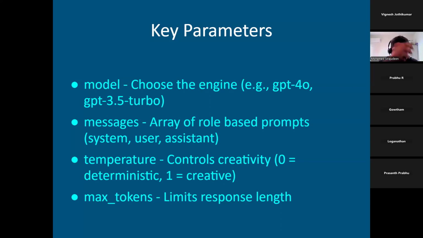Temperature is nothing but creativity. You can put a value from 0 to 1. 0 is deterministic, 1 is creative. For example, if you put 0.5, it will give balanced content. If you put 0.2 or 0.1, the score will be lower, and it will give only limited tokens, which means very low cost. So we have to decide which value we are going to use, maybe 0.3, 0.5, 0.7. We can put anything for the temperature. It controls the creativity.